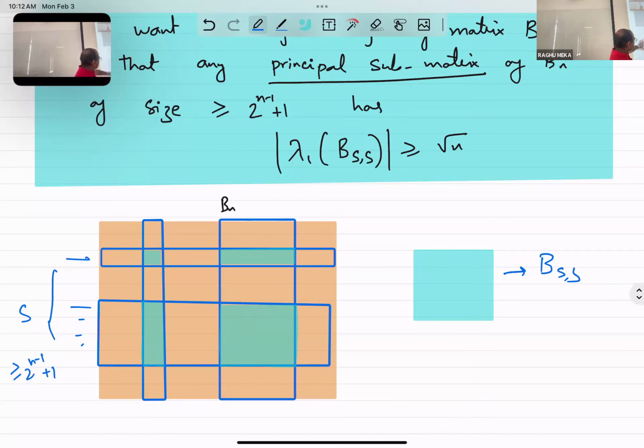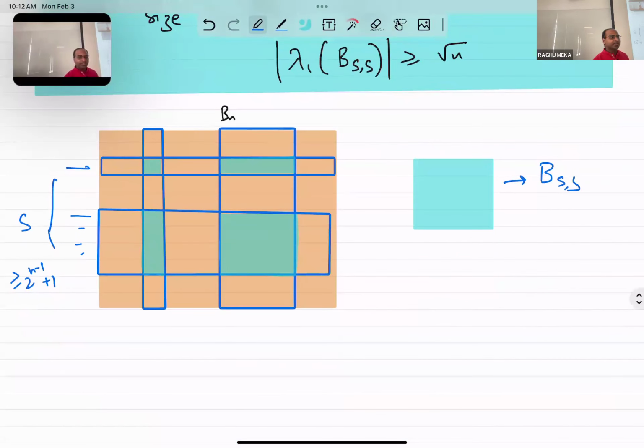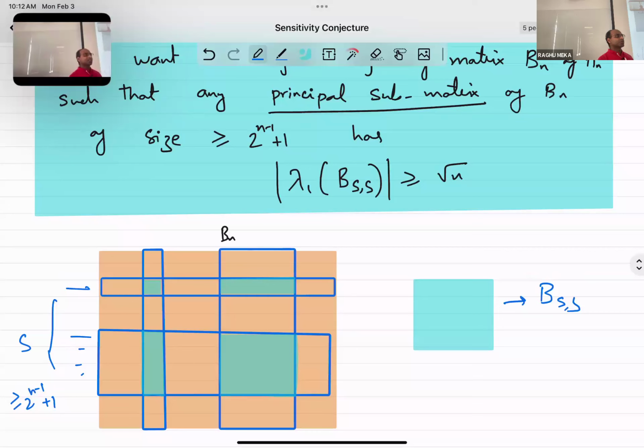Okay, so we're going from looking at subgraphs to looking at submatrices. And we say principal submatrix because you had to pick the same set of rows and columns. Okay, any questions about this?